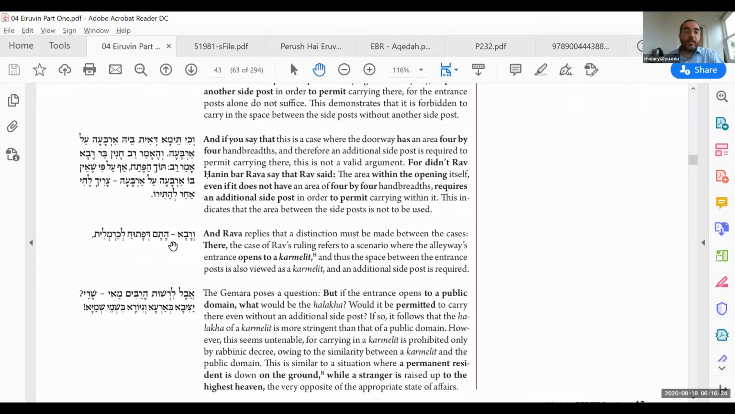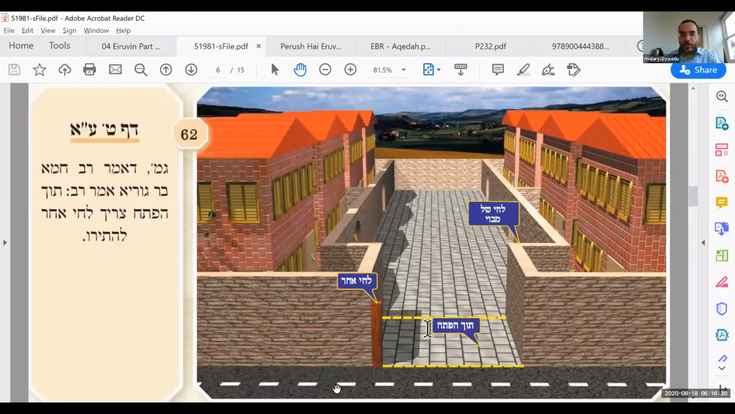But Rava says, Hatam de patuach lecharmelit. That case is talking about where this area is not a Reshut Rabim, but rather a Karmelit. But in fact, the usual case of Reshut Rabim would be allowed. But if it's a Karmelit here, then he agrees that this is not allowed.